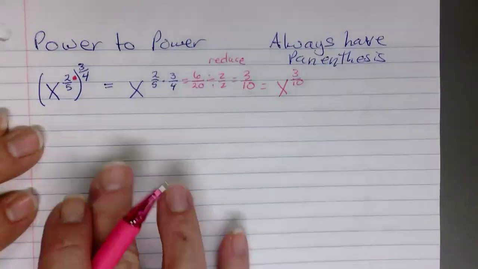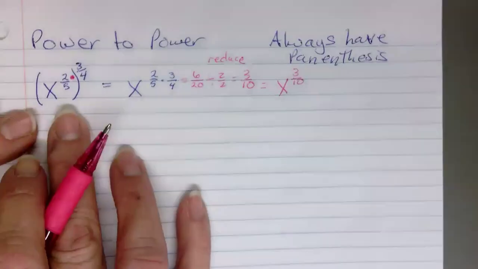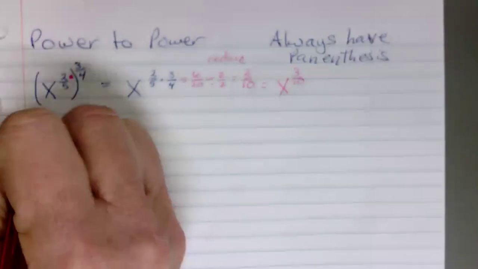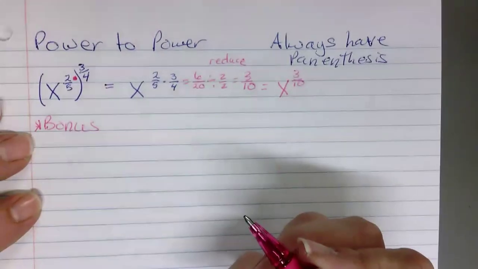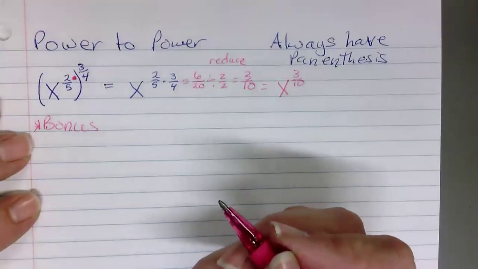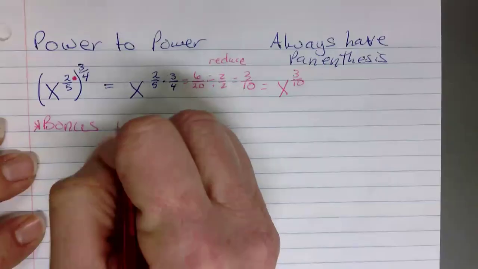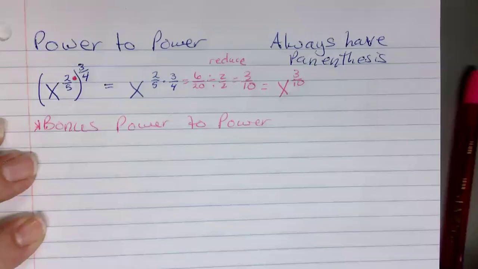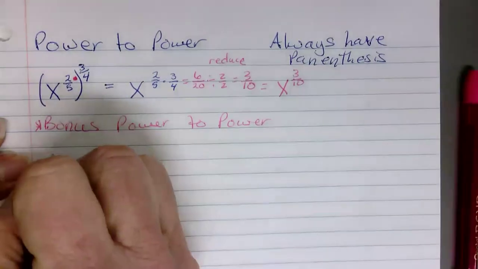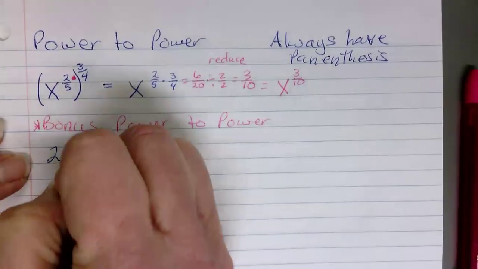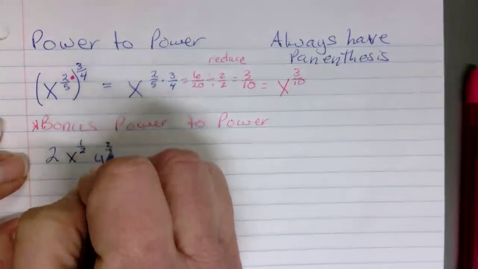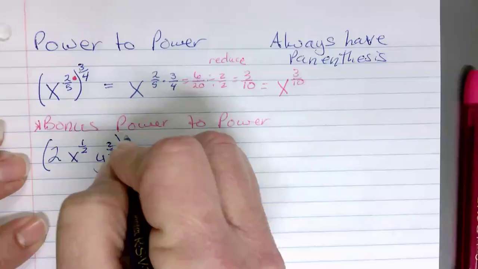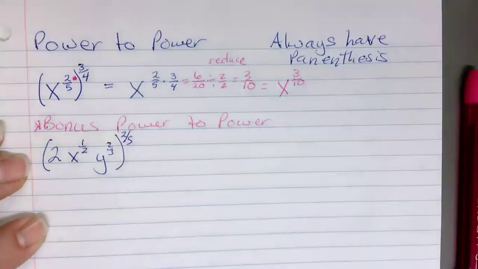Now, exponents do get a little more complicated than this power to a power rule. So let's talk about a bonus power to a power rule. Now, this is bonus on our poster that we did, but it is not bonus for your test. It will be on your regular Module 6 test. So this one is still power to a power, but it's if you have more variables or coefficients inside of those parentheses. So if we had 2x to the 1/2, y to the 2/3, all of that to the 2/5, we have to work out how we would handle that, right?